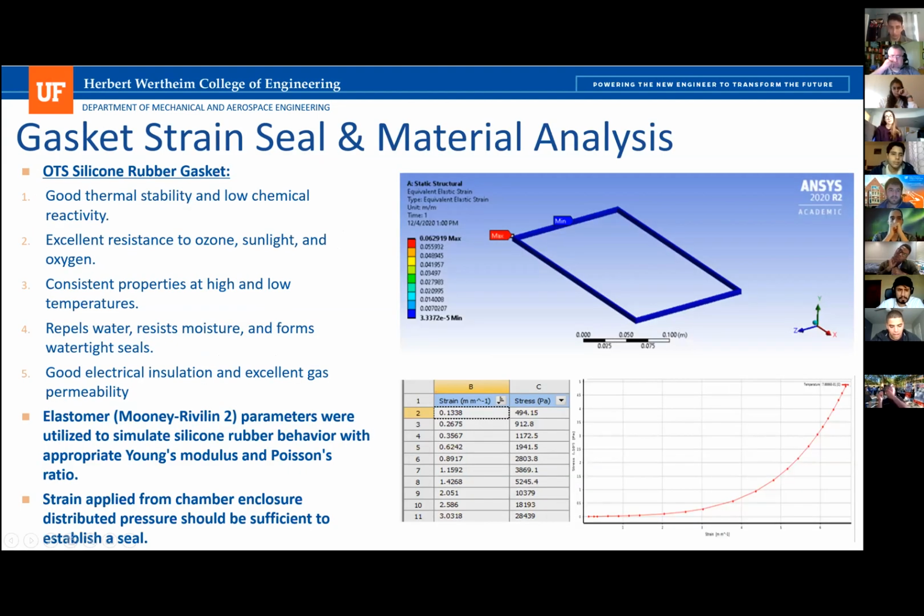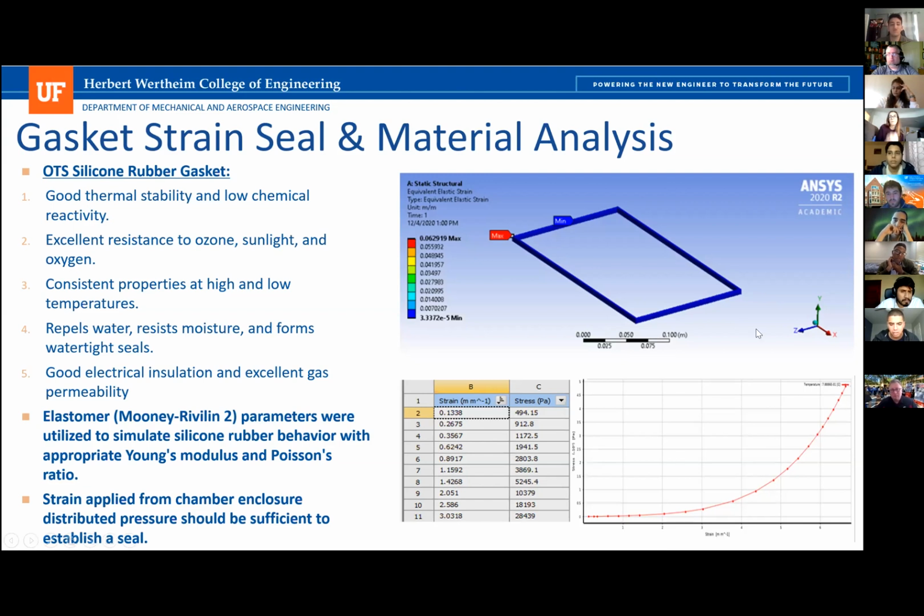Here you can see the gasket analysis. After extensive research, we decided that the silicon rubber would be the best gasket material due to the listed material characteristics, such as good thermal stability, excellent resistance to ozone, sunlight, and oxygen, and then also consistent properties at high and low temperatures. In order to simulate this material's behavior, in ANSYS, Mooney-Rivlin 2 parameters for the elastomers available were applied to a similar gasket geometry.